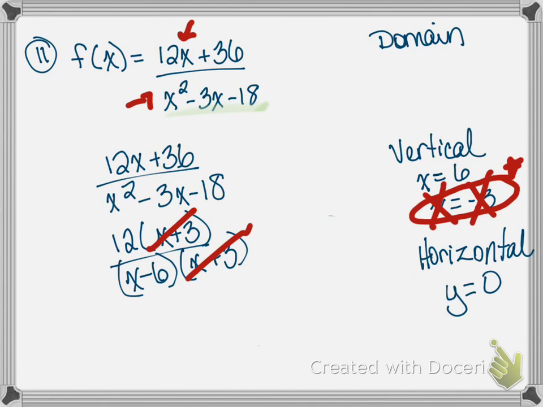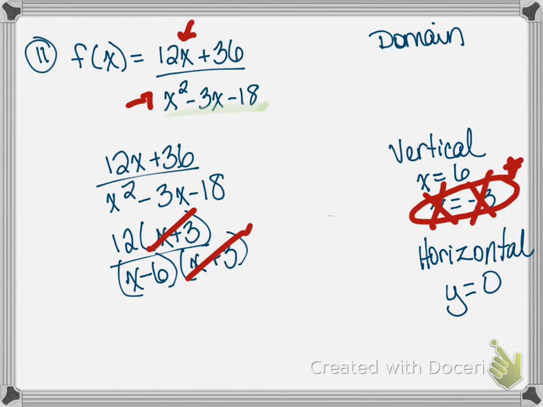I think the question's good. I like the question. If you got that your vertical asymptote is x equals -3, you're very much on the right track. It's just that the graph behaves a little bit differently because these two can cancel.